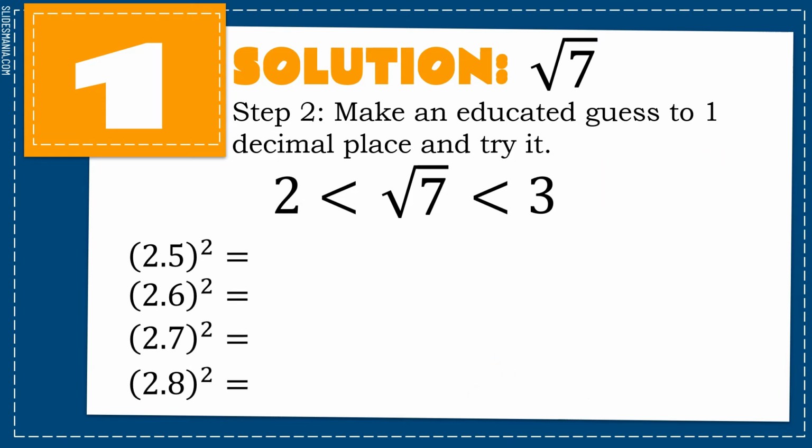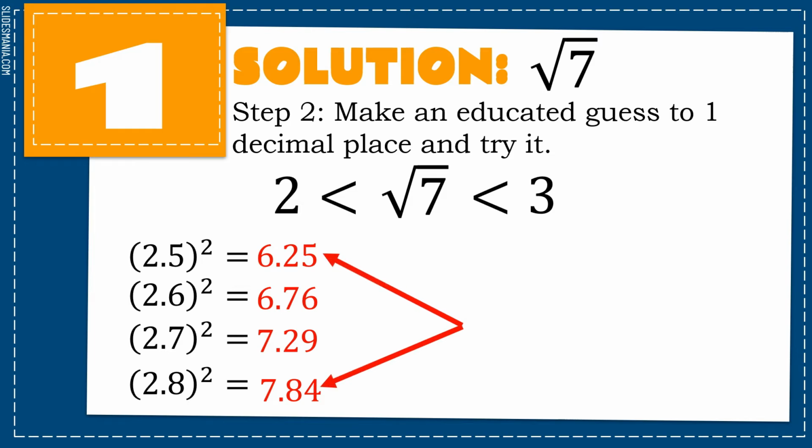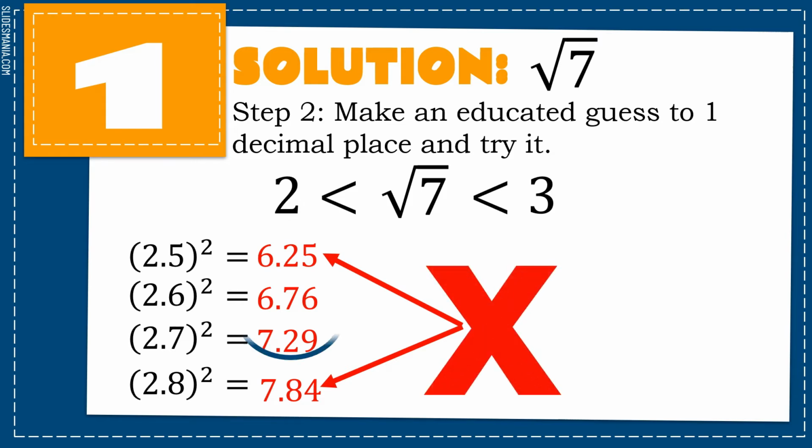Square each number. 2.5 squared is 6.25, 2.6 squared is 6.76, 2.7 squared is 7.29, and 2.8 squared is 7.84. With the results, let us now check which is closest to 7. 6.25 and 7.84 are no longer included. The results nearest to 7 are 6.76 and 7.29.